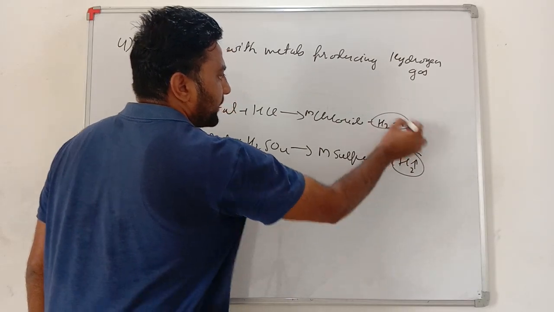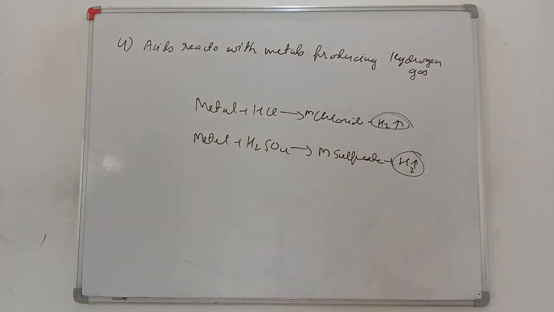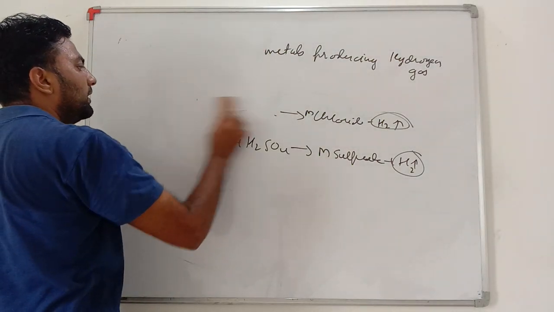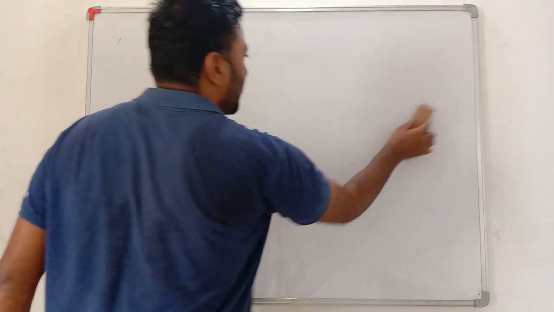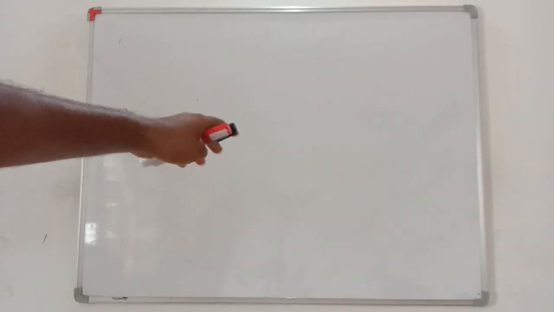Okay, see my dear student, now we will see how acid reacts with metal carbonates and metal hydrogen carbonates. Very important, how acid reacts with metal carbonates and metal hydrogen carbonates.